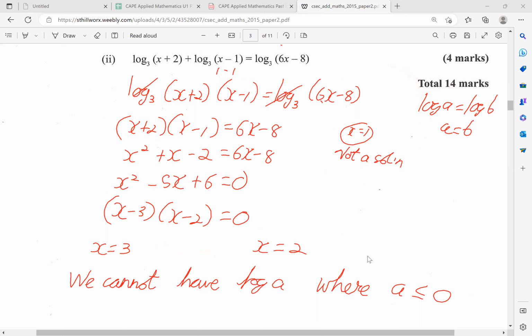Right, so how do I get rid of the 6x minus 8? When I carry it over, this becomes minus 6. When I carry this over, it becomes plus 8.